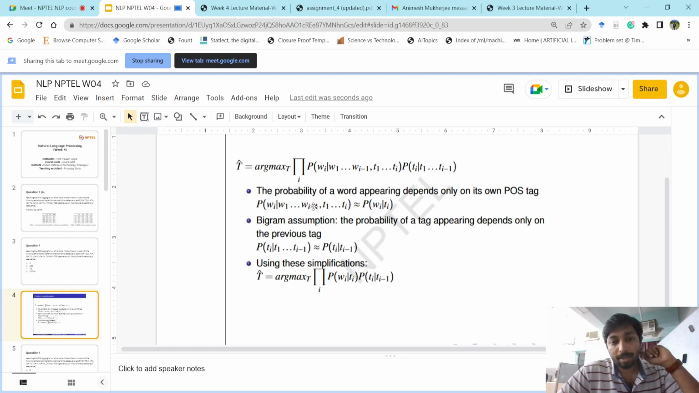That means P of Wi given Ti. So the probability of the word only depends on its own POS tag. And secondly, the bigram assumption, that the probability of a tag appearing depends only on the previous tag, so P of Ti given Ti minus 1. Here again, these are simplification techniques because we know that it is already a Markov chain.